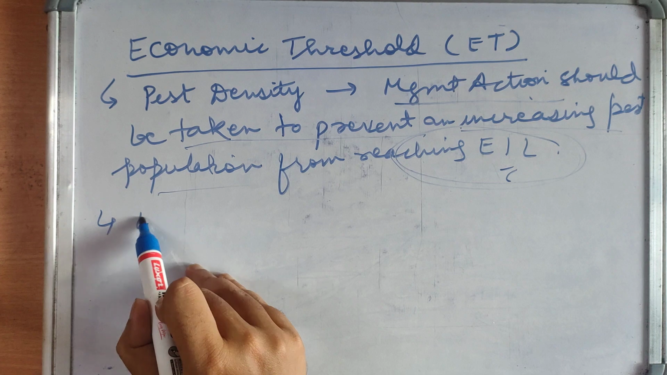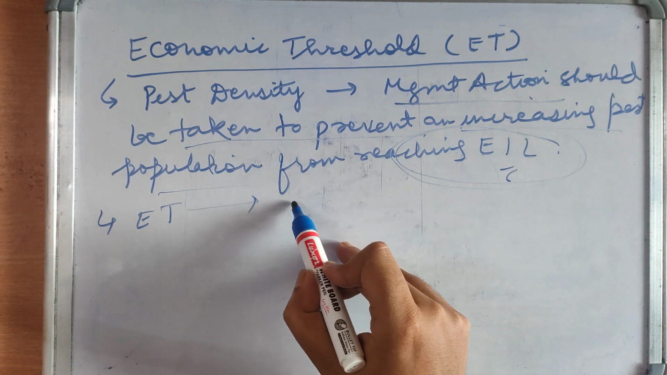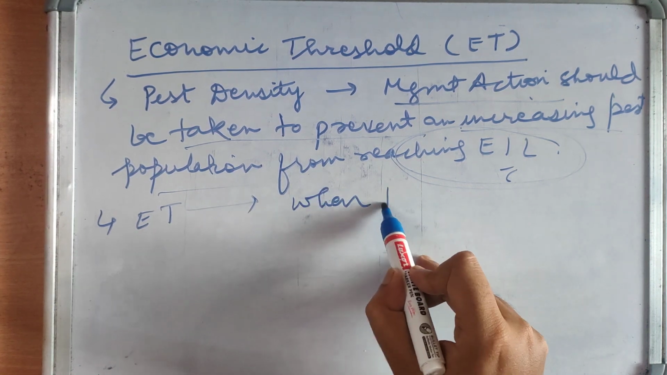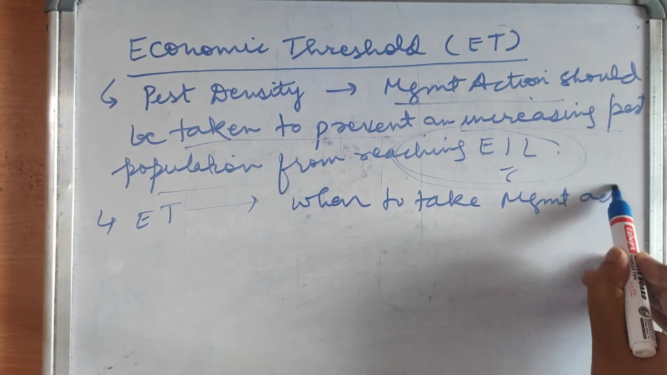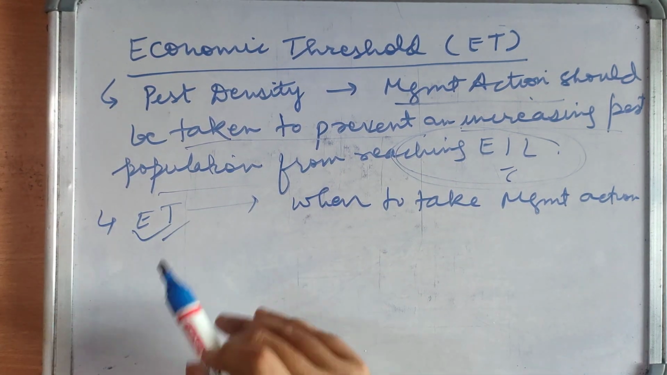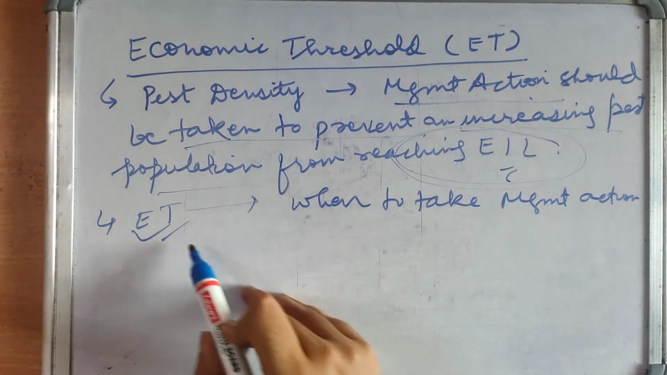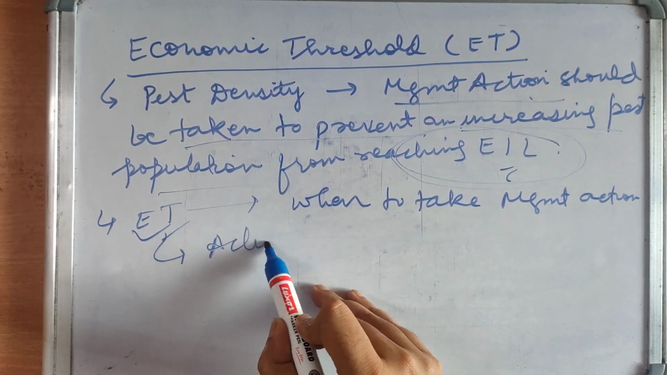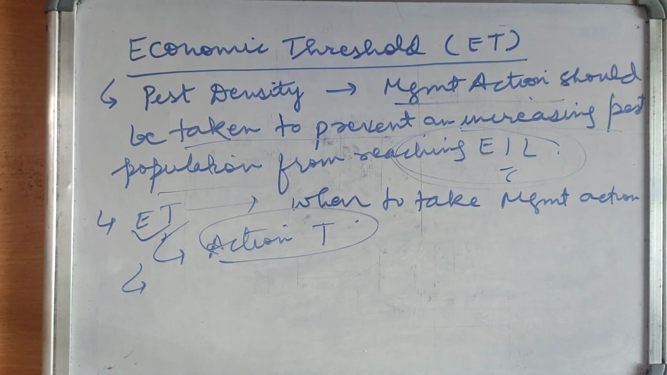So ET, that is economic threshold, is a practical rule used to determine when to take management action. So when it reaches ET, we will have to take management action. In fact, some refer to ET as action threshold, because it is the level when we start taking action.